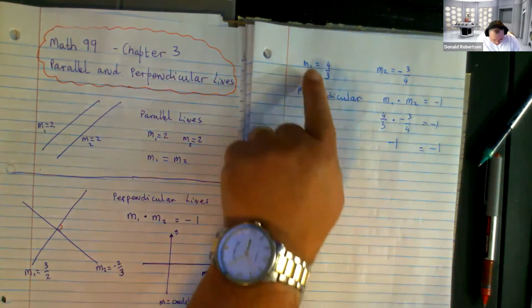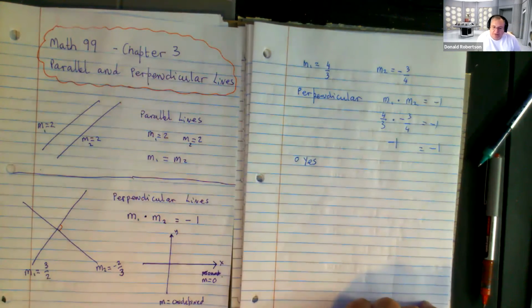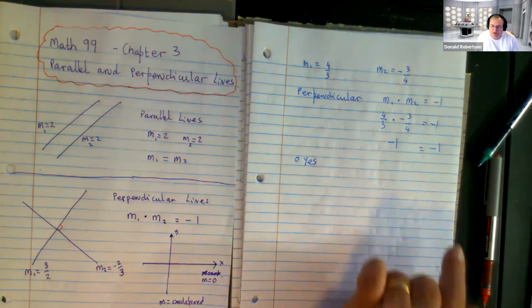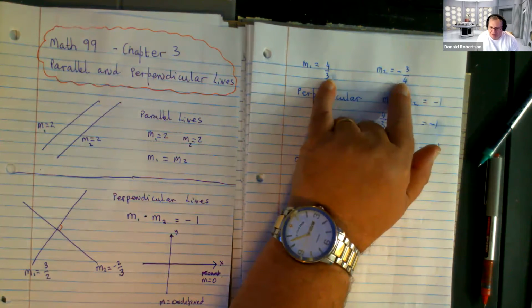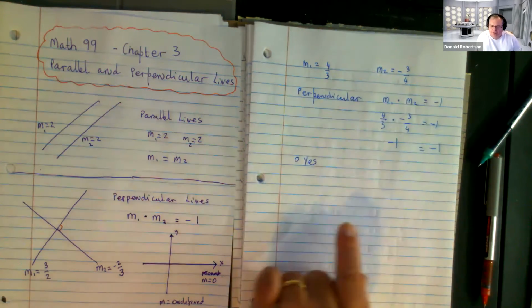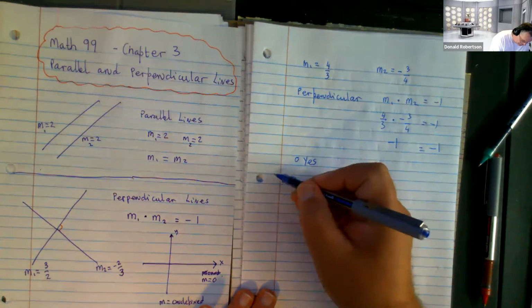Now, if I'd asked you, are these two lines parallel, you wouldn't need to do any working. You could just look and say, they're not the same, so they can't be parallel. So you would have said no in that second circumstance.